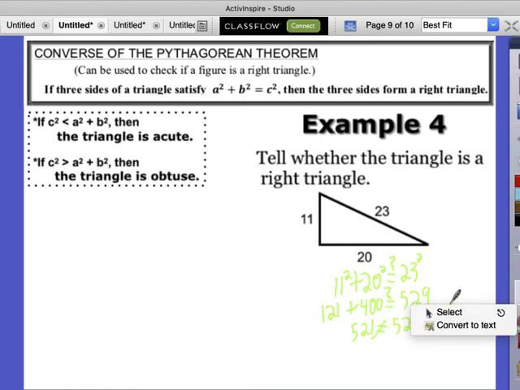So is this a right triangle? No, so it's not a right triangle. Now, we might be able to ask, what kind of triangle is it then? So we have this handy thing.